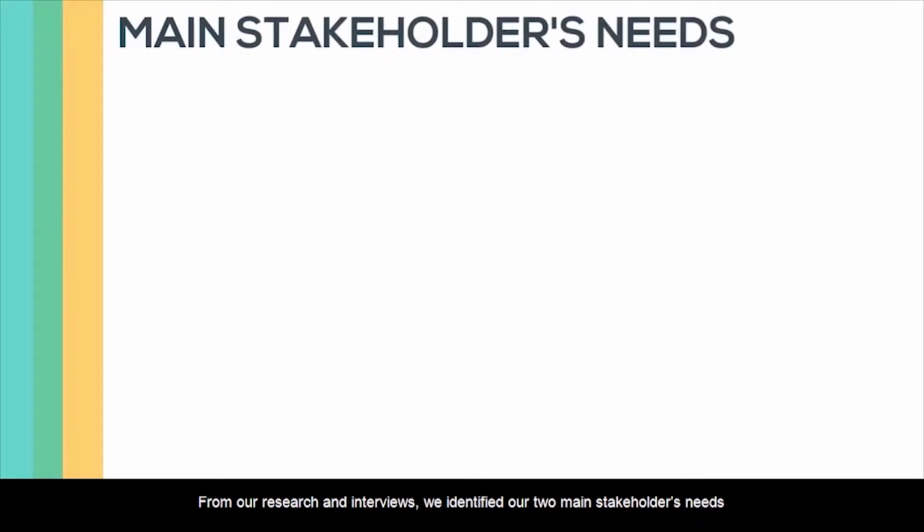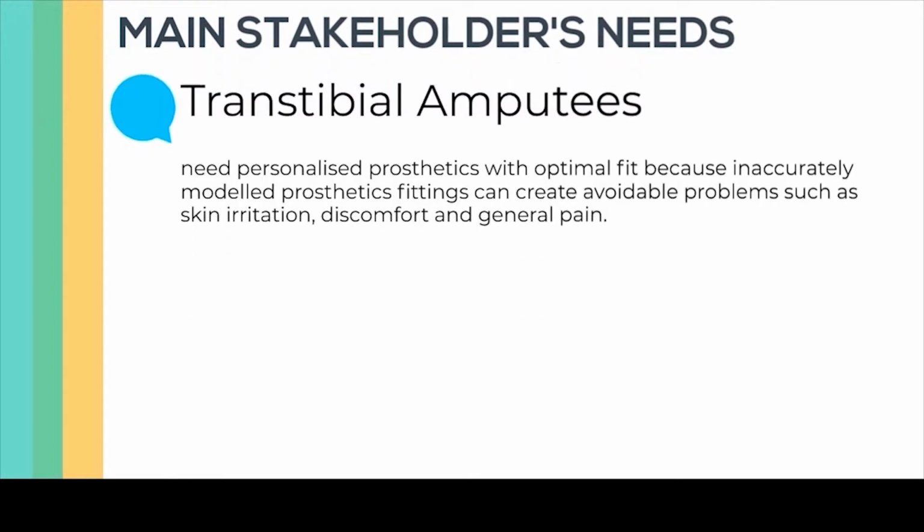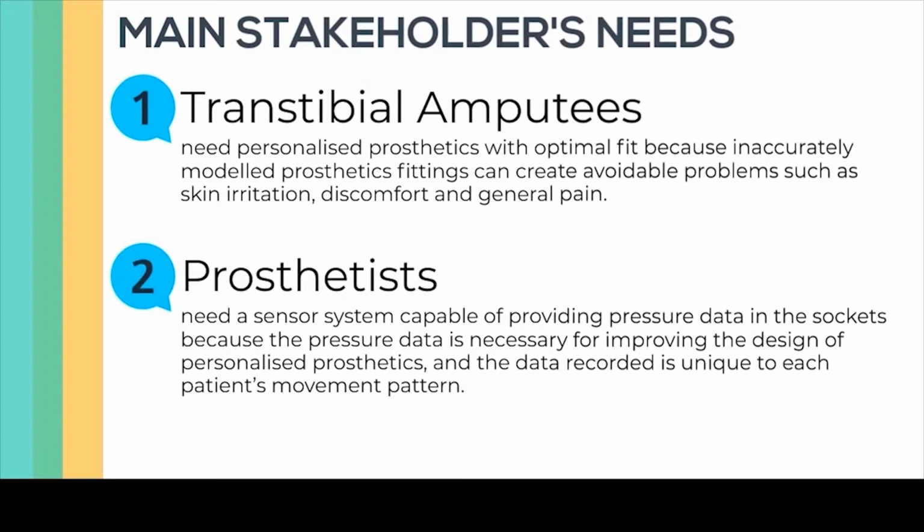From our research and interviews, we identified our 2 main stakeholders' needs. For transtibial amputees, they need personalized prosthetics with optimal fit because inaccurately modeled prosthetic fittings can create avoidable problems. Whereas for prosthetists, they need a sensor system capable of providing pressure data because the pressure data is necessary for improving the design of personalized prosthetics. Moreover, the data recorded is unique to each patient's movement pattern.